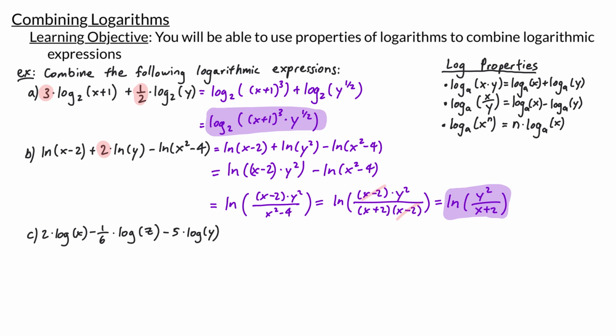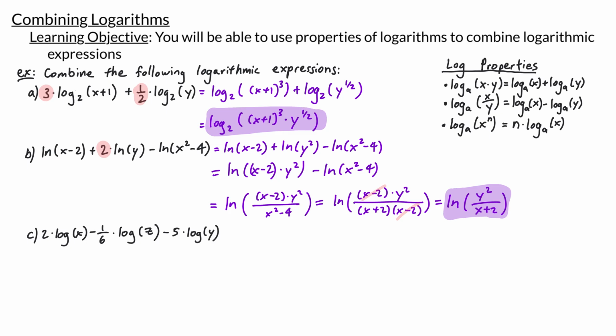In example C, we have 2 times log of x minus 1/6 times log of z, and then minus 5 times log of y. Now remember that when we have log with no subscript, it means we're working with base 10. So all of these logarithms are logarithms with base 10.